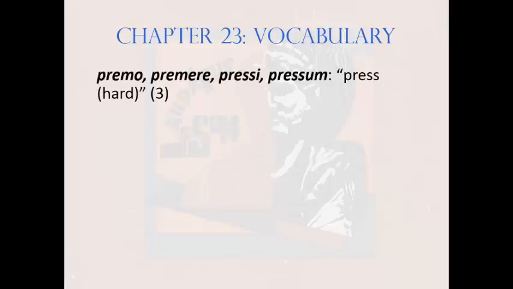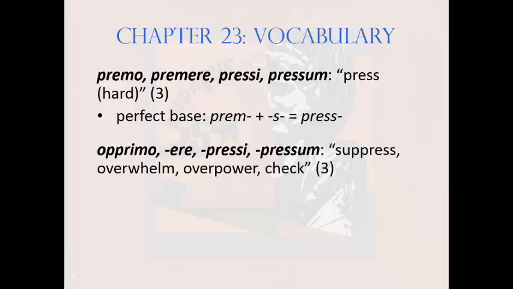And here's yet another third conjugation verb. Premo, premere, pressi, pressum, meaning press or press hard. Note how in the perfect base, the M at the end of the present base prem changes to S when it runs into the -si perfect affix, producing the perfect base press with two S's. The next word, opprimo, opprimere, oppressi, oppressum, is a compound of premo, meaning suppress, overwhelm, overpower, or check. Like premo, it's a third conjugation verb.